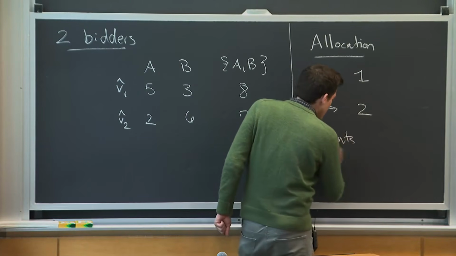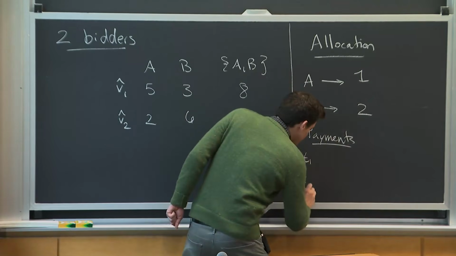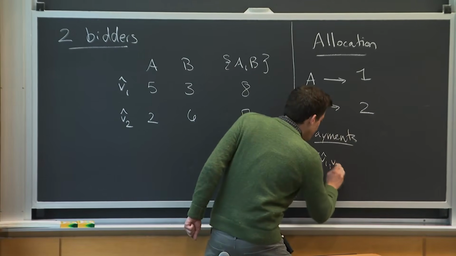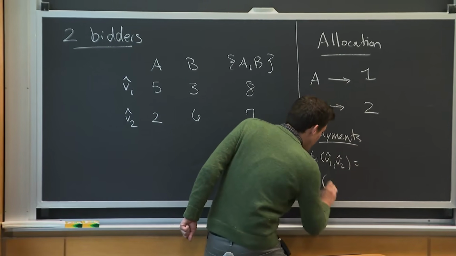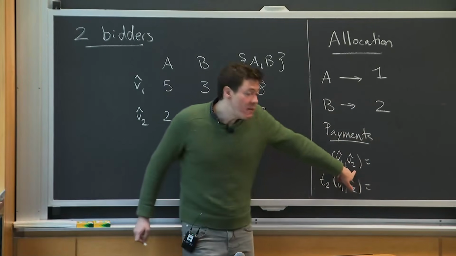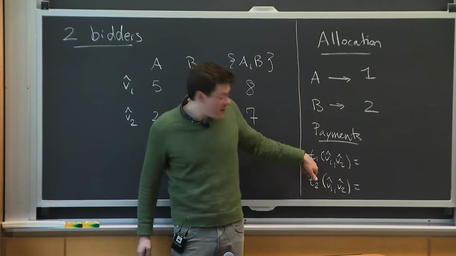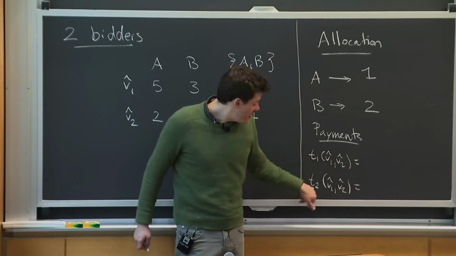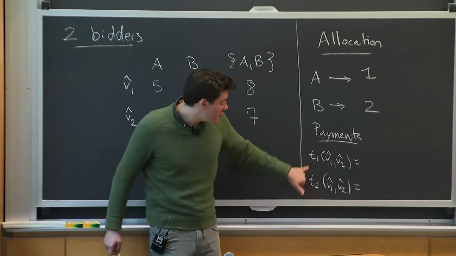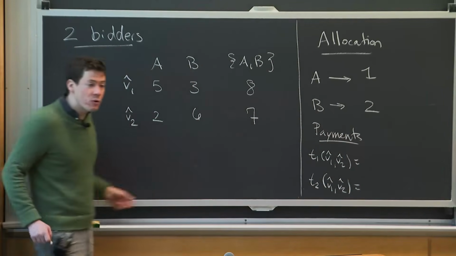And I think the payments part is a bit trickier, right? So we have to specify 2 payments, T1 and T2. And maybe if I'm more precise, I would say this is T1 of V1 hat, V2 hat, and this is T2 of V1 hat, V2 hat. So what the mechanism is saying is, if these are the submitted valuation reports that the 2 players submit, this is how much I'm going to ask player 1 to pay. And if these are the valuation reports that are submitted, this is how much I'm going to ask player 2 to pay. And the full mechanism is going to have to specify a function that says what these payments are for any submitted reports. But writing out that full function is a bit complicated, so we'll just do this example.